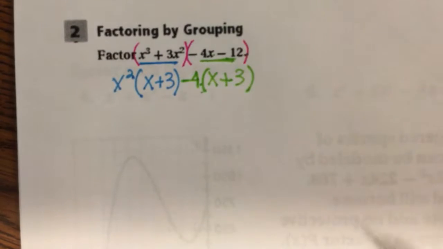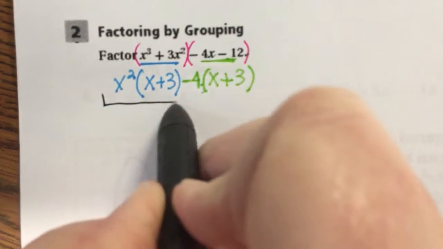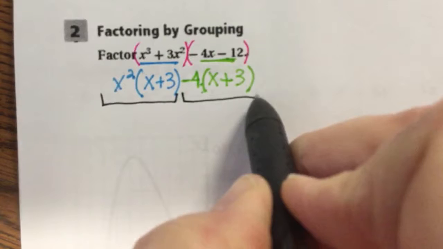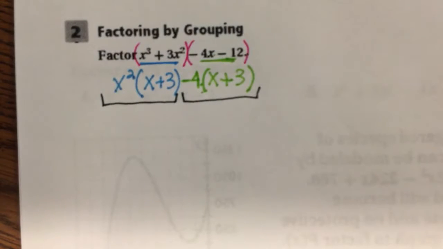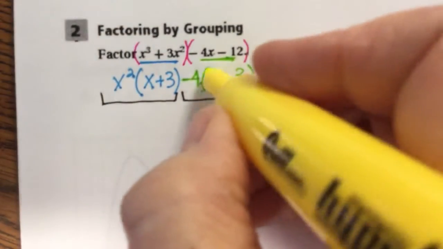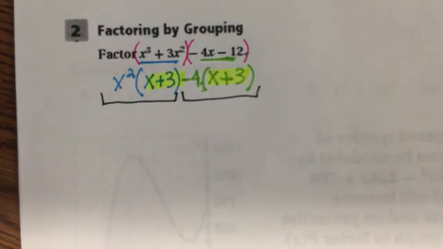All right, so I have x squared times the quantity x plus 3 minus 4 times the quantity x plus 3. Do you see these are two separate terms here? And do you see anything common in those two terms? Well, I see something common in both of those, and it is the x plus 3. So the x plus 3 is common.